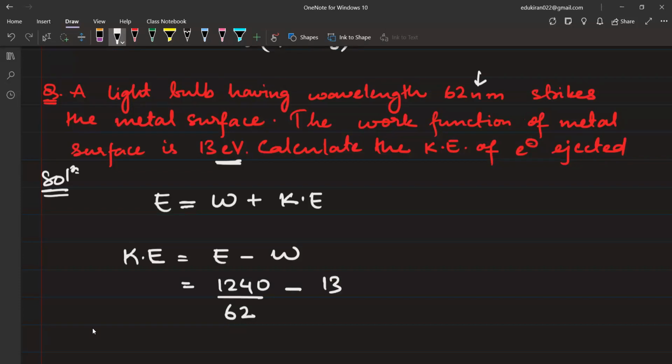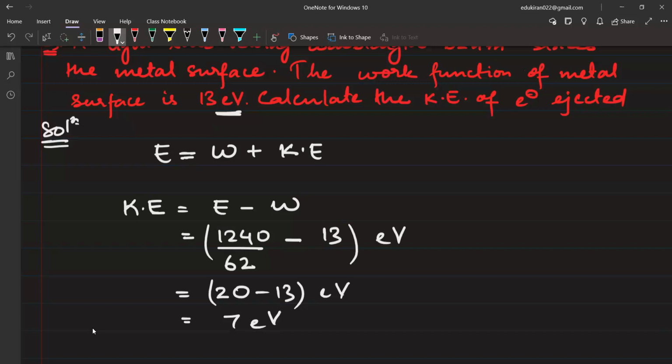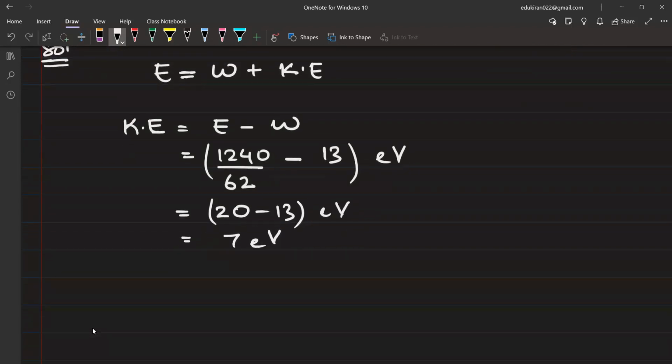Now, whatever answer we are going to get, we are going to get in terms of electron volts only, because this is also electron volts, this is also electron volts. 1240 by 62 will be equal to 20, minus 13 electron volts. This will be equal to how much? 7 electron volts, right? Correct, guys? Now, from this, you can easily convert to joules. 7 into 1.6 into 10 to the power minus how much? 19 joules. This will be 7 into 16 into 10 to the power minus 20 joules.